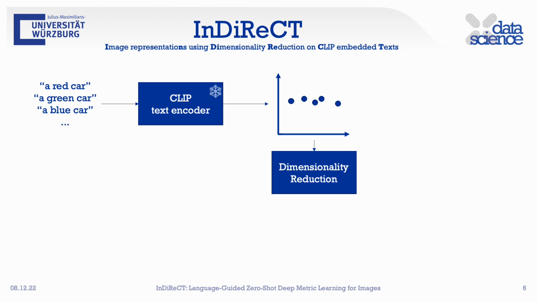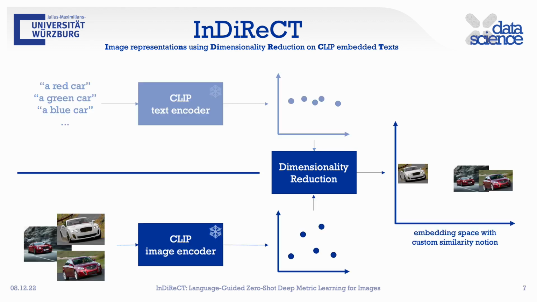Now, given the assumption that text and image representation spaces vary in the same directions when the same aspects are changed, we can apply the trained dimensionality reduction to CLIP image representations to focus on the desired similarity notion. During inference, we thus feed the images to CLIP's image encoder and the trained dimensionality reduction, and the resulting embeddings from that focus on the custom similarity notion.